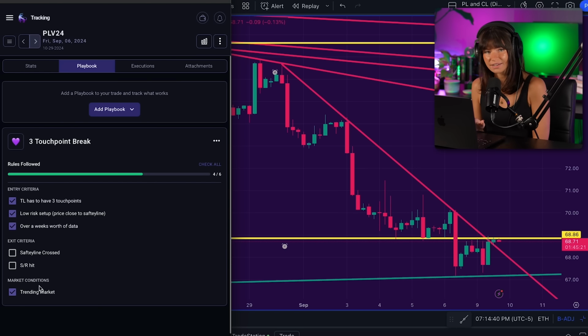Next, we're gonna look at market conditions. Are we in a trending market? If so, we can check that box off. We're not able to check off any of the exit criteria because I haven't placed my trade yet. But if we were in a trade, the exit criteria would be one of 2 things. Either price has hit an area of support and resistance, or the price has crossed the opposing trend line. So that is my entry and exit criteria.